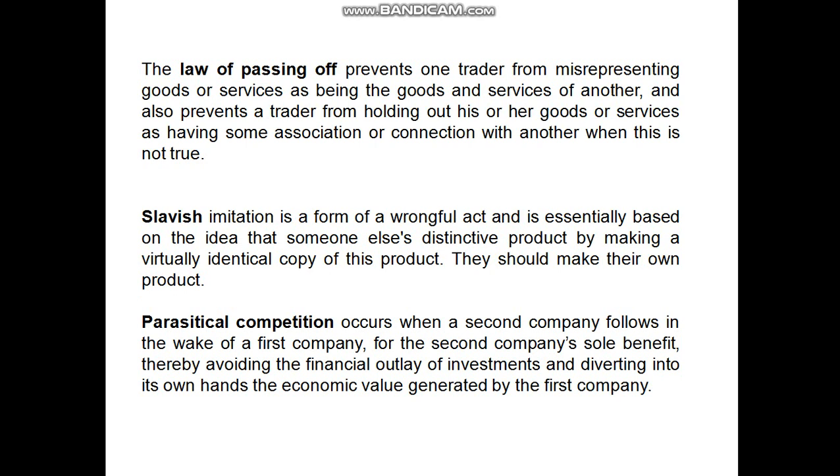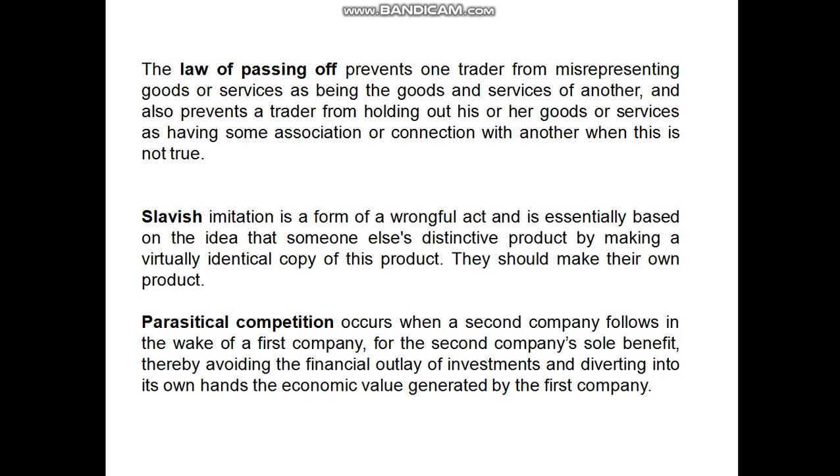So let's read out the definition. The law of passing off prevents one trader from misrepresenting the goods or services as being the goods and services of another, and also prevents a trader from holding out his or her goods or services as having some association or connection with another when this is not true.